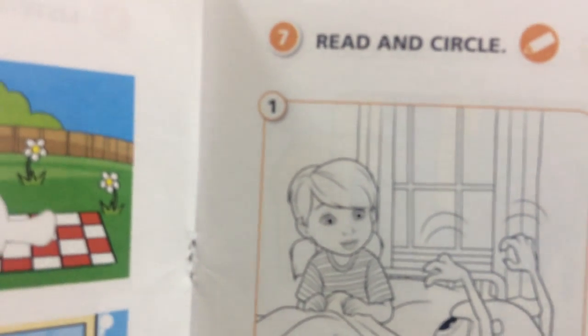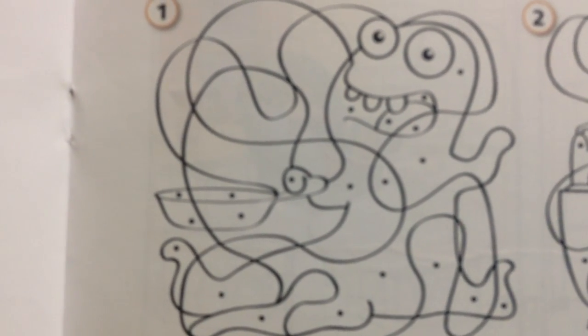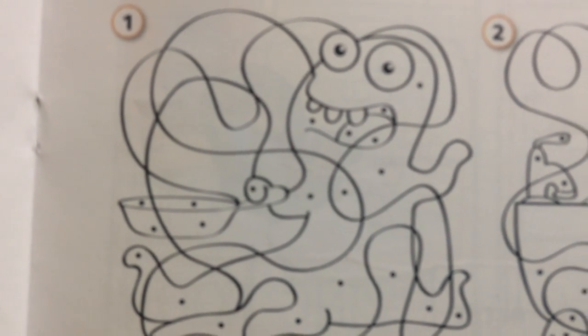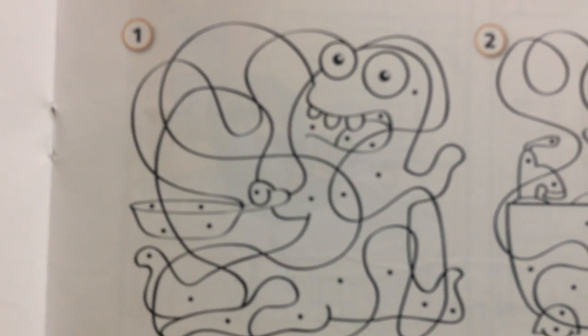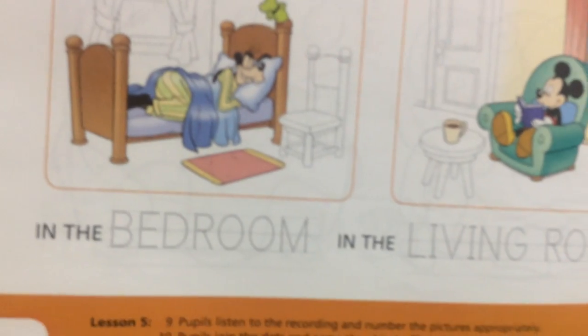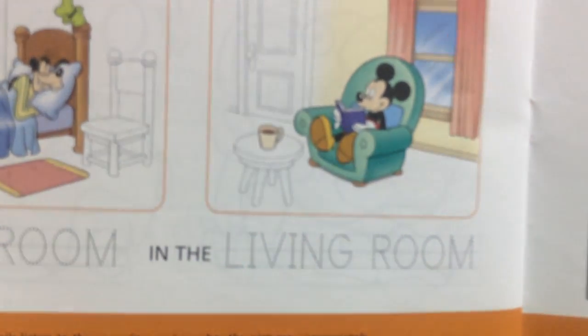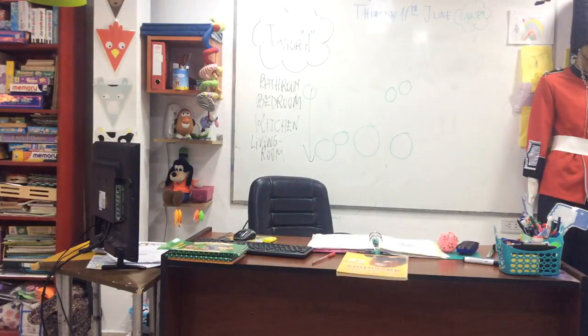Then we have 47. Read and circle. Yes, you have to circle if it is the bathroom or the living room or the kitchen. And then color. Coloreamos, yes? Los espacios que tienen dots. Yes? A ver qué nos revelan. Yes? ¿Dónde está cada monster? And then put in order. Put in order. It's my bathroom and it's my living room. Join the dots. Unir los puntos.